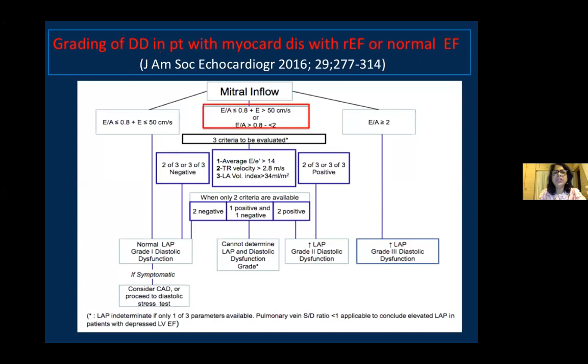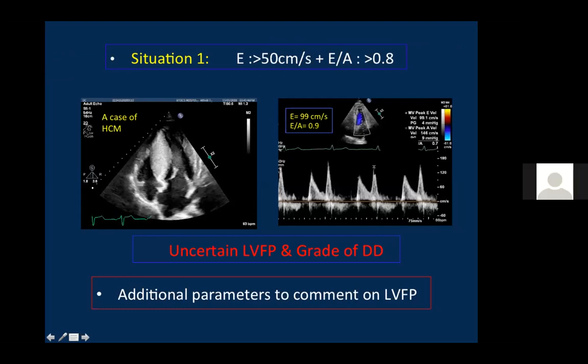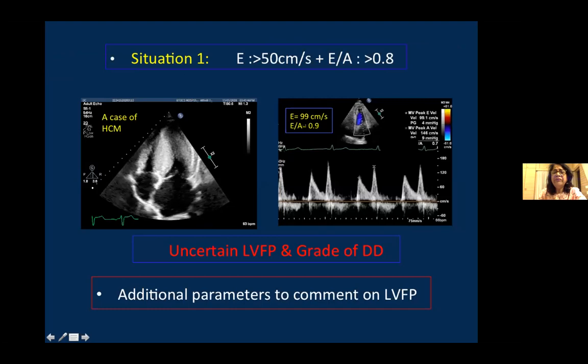What are the situations? Here, the EA ratio less than 0.8 plus E wave velocity more than 50 centimeter per second, or if EA ratio is more than 0.8 but less than 2, as in these cases. See, this is a case of hypertrophic cardiomyopathy. Though I am getting E wave less than the A wave, here the E wave velocity is more than 50 centimeter per second. It's 99 centimeter per second, and EA ratio is 0.9. So it's fulfilling the criteria of this situation 1.